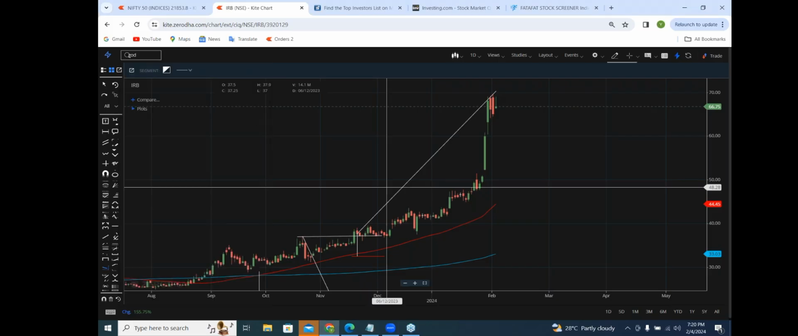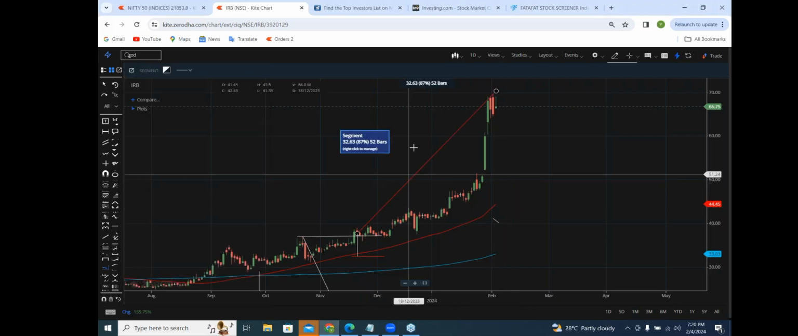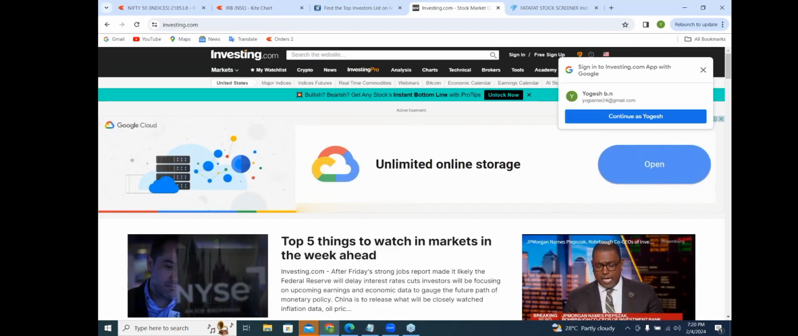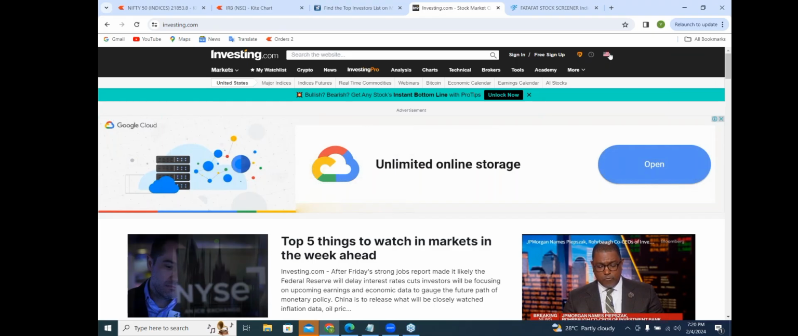Is that clear? And moreover, this investing.com stocks are good. Say, for example, let me go to Indian version.